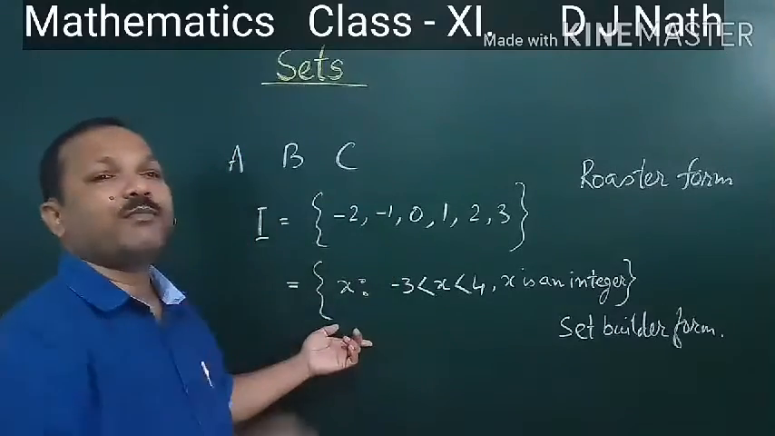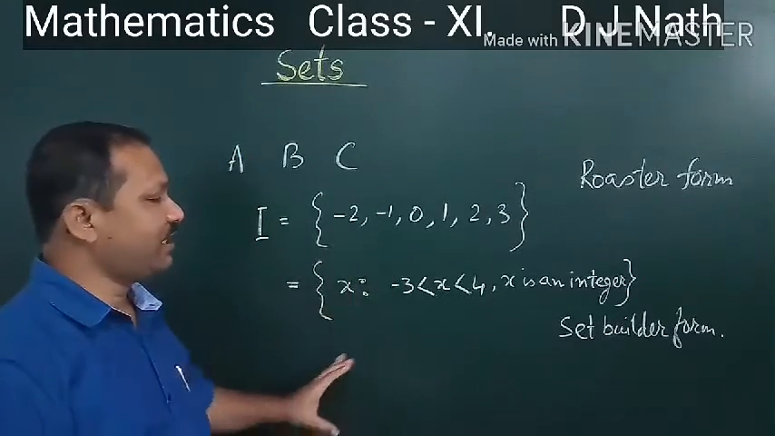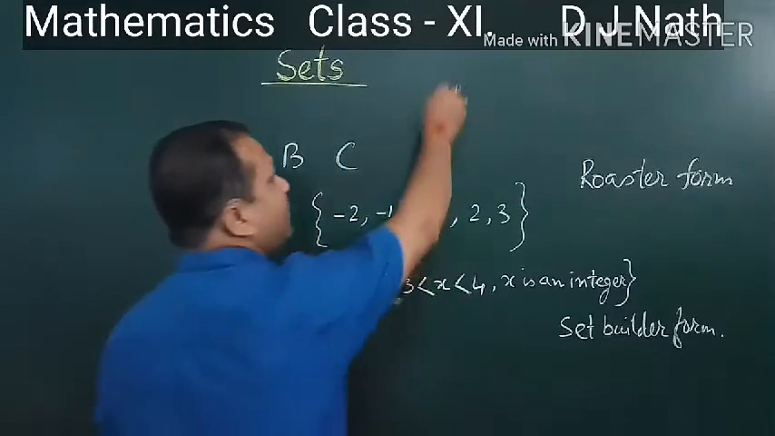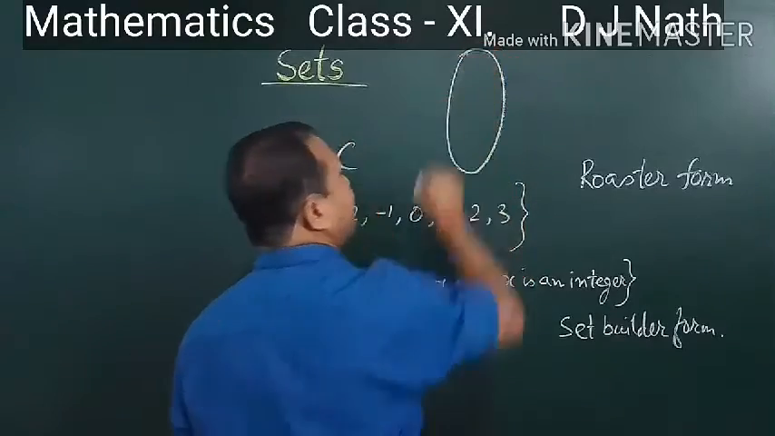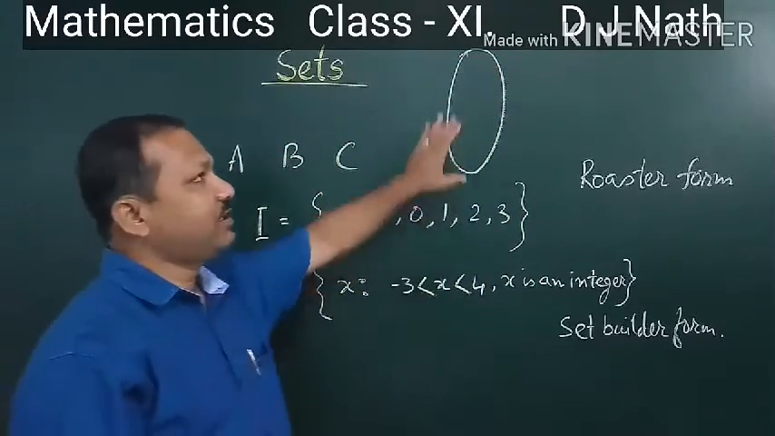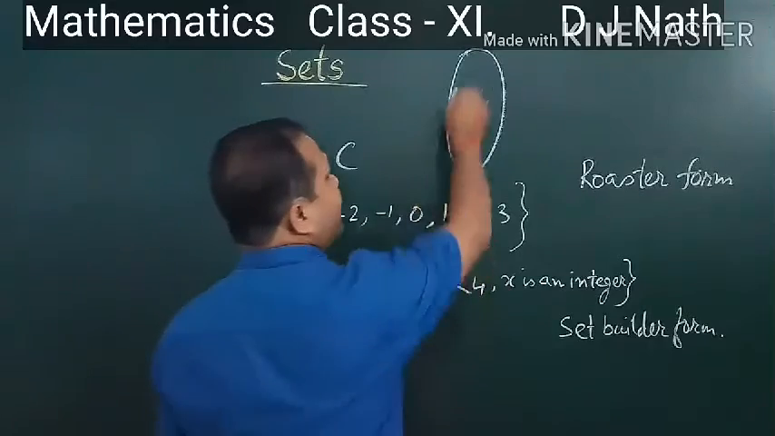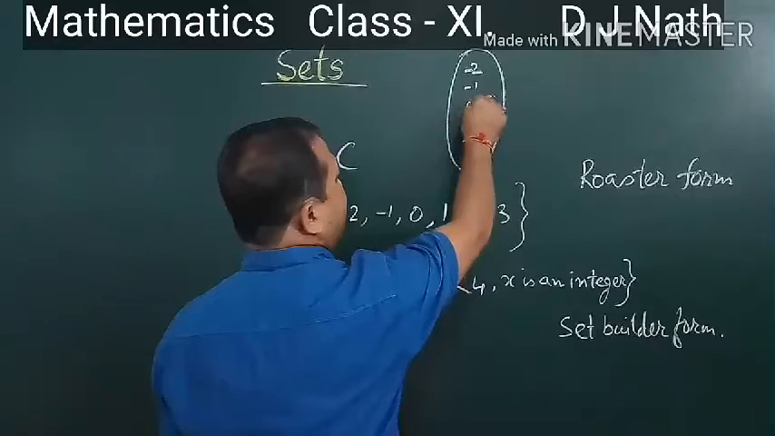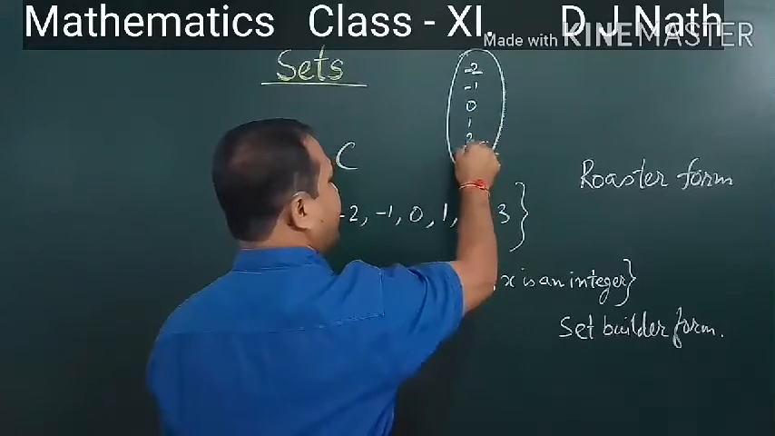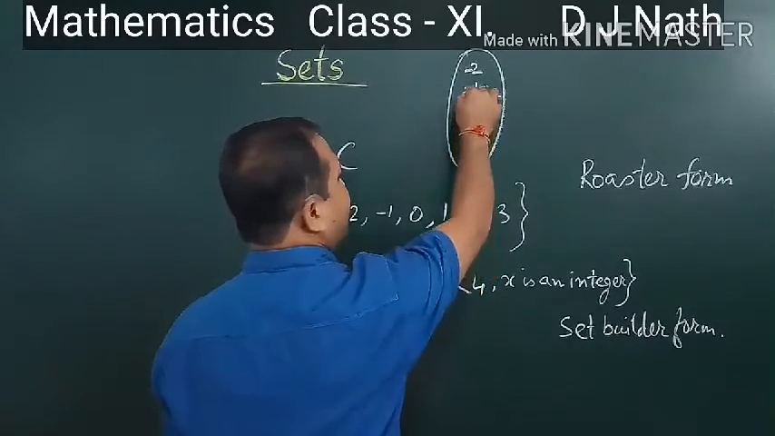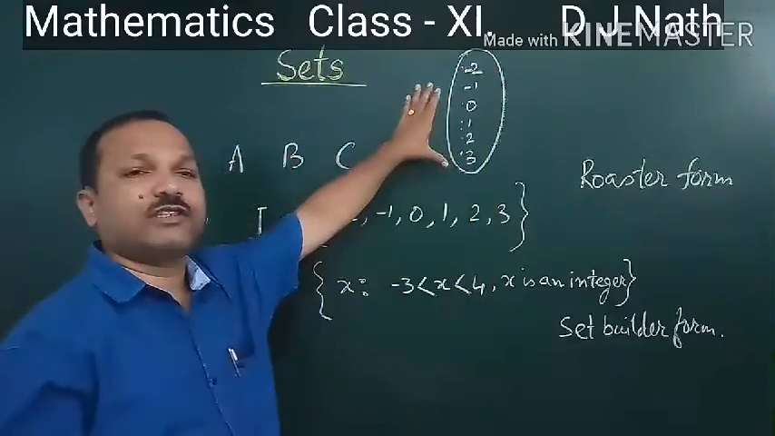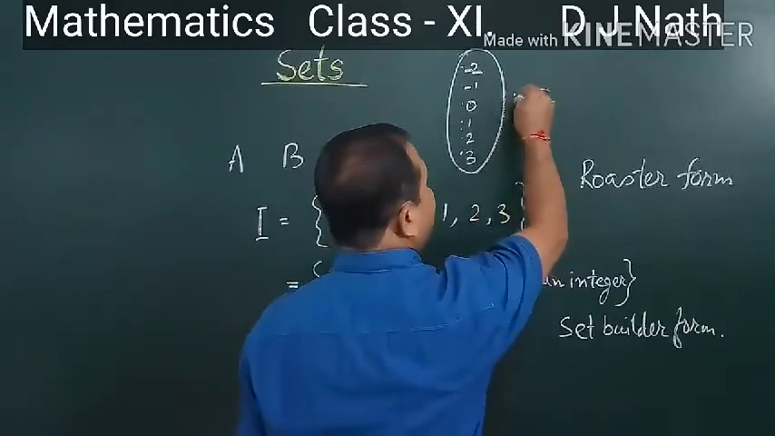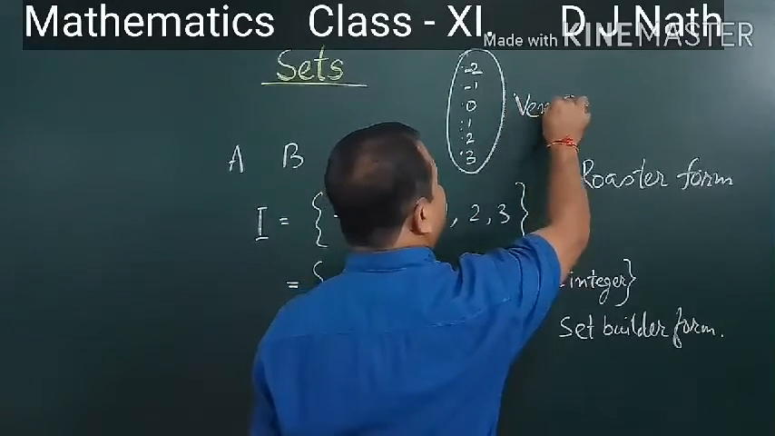It is called a Venn diagram. Venn diagrams are generally drawn with an oval shape, like that. You might have seen it in your book also. Inside that are -2, -1, 0, 1, 2, 3. These points you can represent there. In this way also a set can be represented using a Venn diagram. V-E-N.